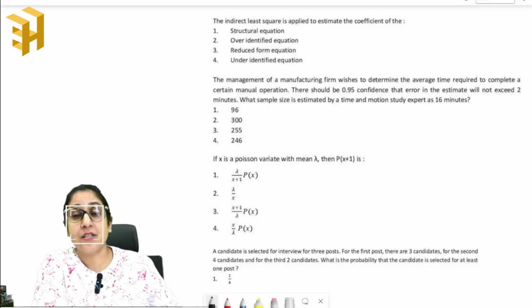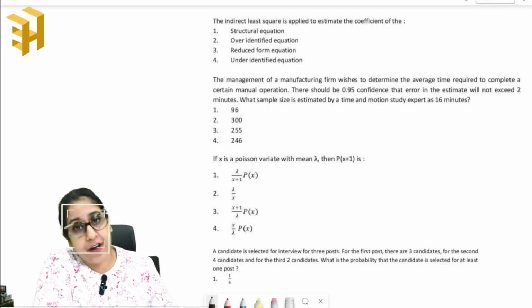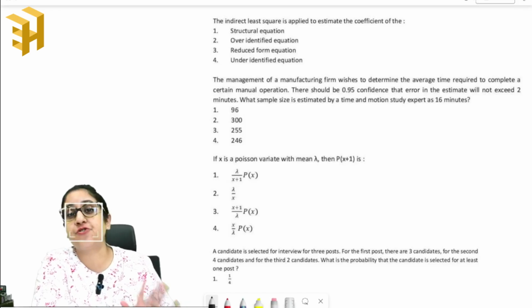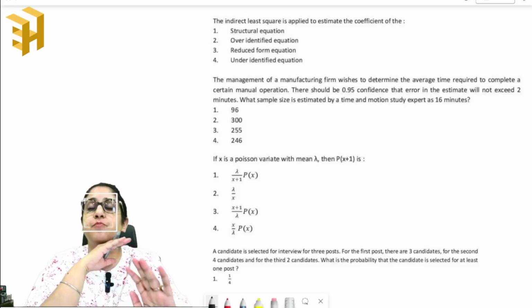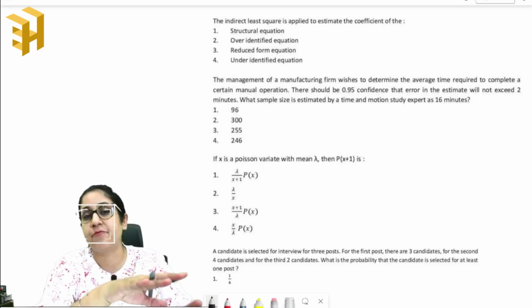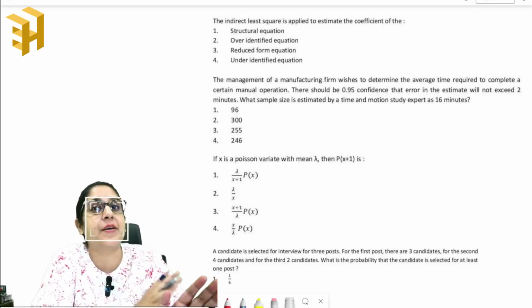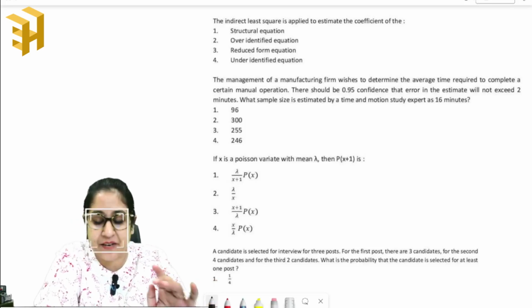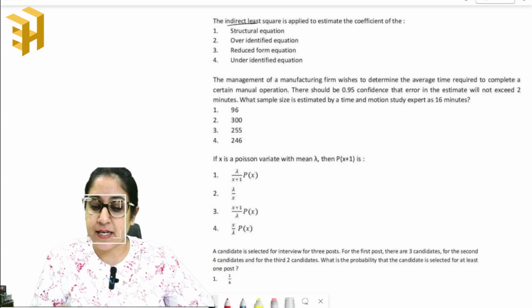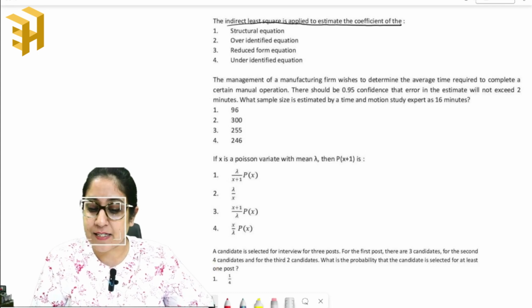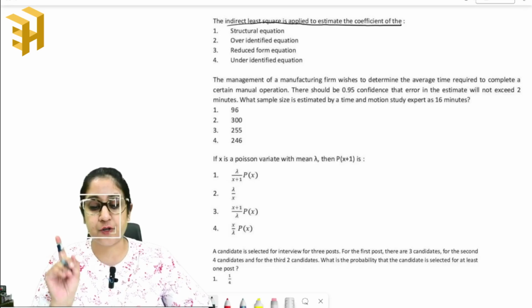Now in this video, we'll be discussing 5 very important questions related to statistics and econometrics, which will prove to be extremely helpful for your UGC NET economics exam. So let's begin. The first question is that the indirect least square method is applied to estimate the coefficient of.